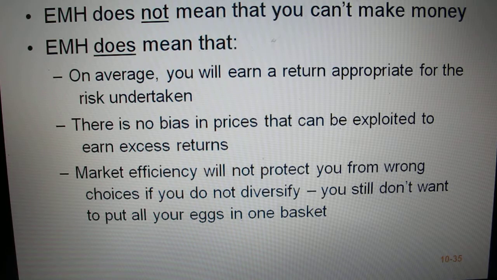We're going to end here. This chapter ends with this last slide. Common misperceptions about the efficient market hypothesis. Efficient market hypothesis does not mean that you can't make money. It does mean that, on average, you will earn a return appropriate for the risk undertaken. So there's no bias in prices that can be exploited to earn excess returns. And finally, market efficiency will not protect you from wrong choices. If you do not diversify, for example, you still don't want to put all your eggs in one basket, and that's something we're going to discuss more and more as we move throughout the course.